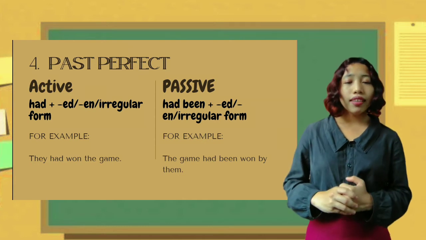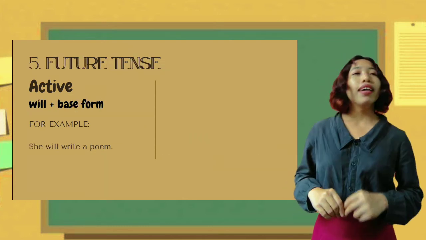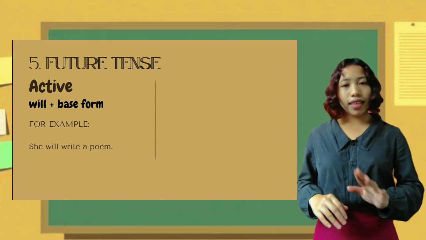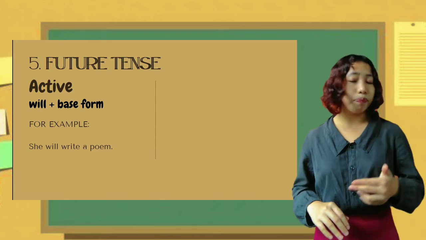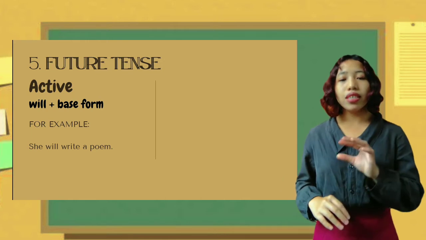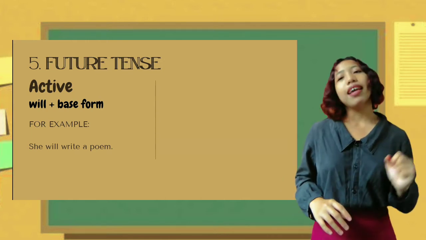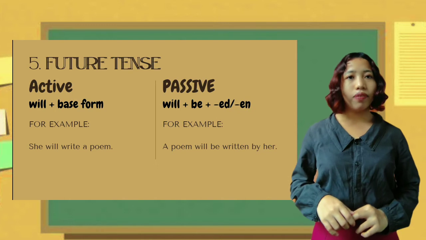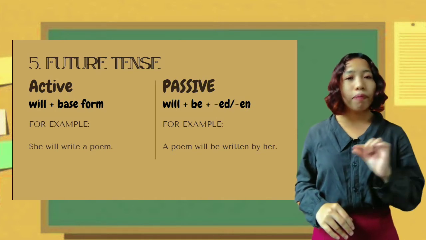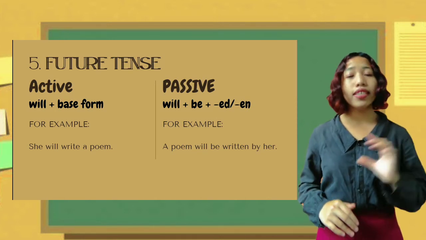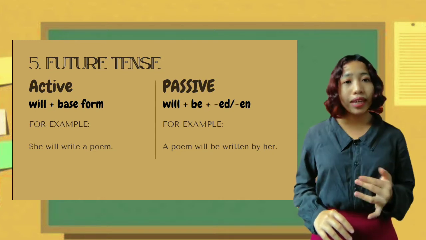The fifth one is the future tense. In active, the verb is in the form will plus base form. For example, she will write a poem. In passive, the verb is in the form will plus be plus ed or en. For example, a poem will be written by her.